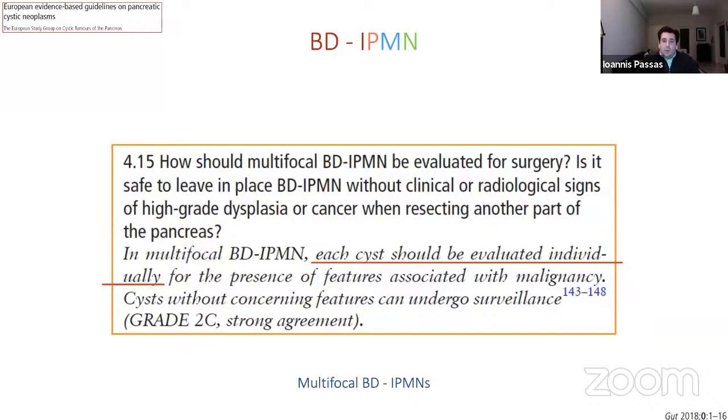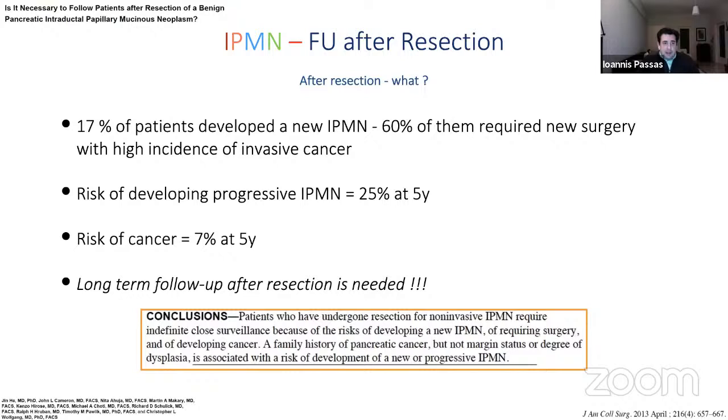And what about the multifocal branch duct IPMNs? We've said it before, each cyst needs to be evaluated differently and separately about the risk of malignancy. So if we resect, do we follow up? Yes, we do. 70% of patients have developed a new IPMN, and 60% of them required new surgery, and a high incidence of invasive cancer was found in these patients. So patients after IPMN resection need to be followed up.